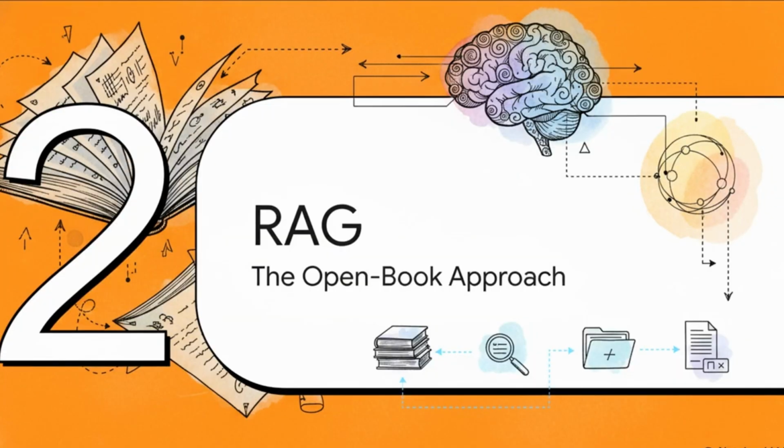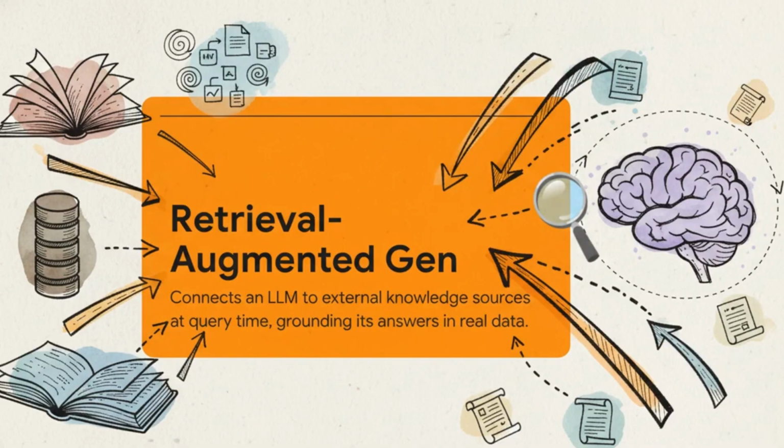Let's kick things off with our first method, Retrieval Augmented Generation, or RAG. The easiest way to think about this is like giving your LLM an open book test. It doesn't have to have everything memorized, it just needs to know where to find the answers fast. So what is RAG, really? It's a system that you wrap around a standard LLM. It connects the model to your knowledge base. Think internal docs, databases, you name it, at the exact moment a query comes in. And here's the crucial part. You're not changing the model's brain at all. You're just giving it the right cheat sheet at the right time.